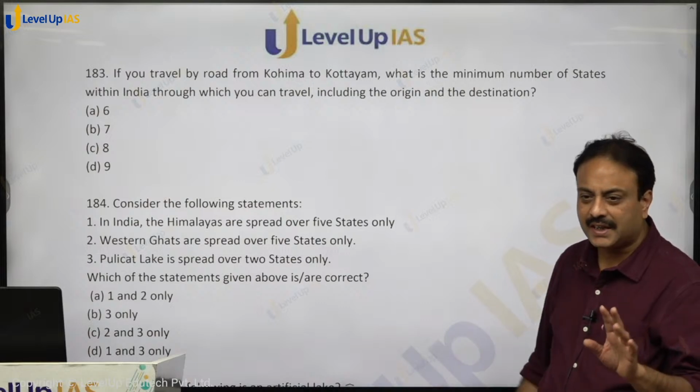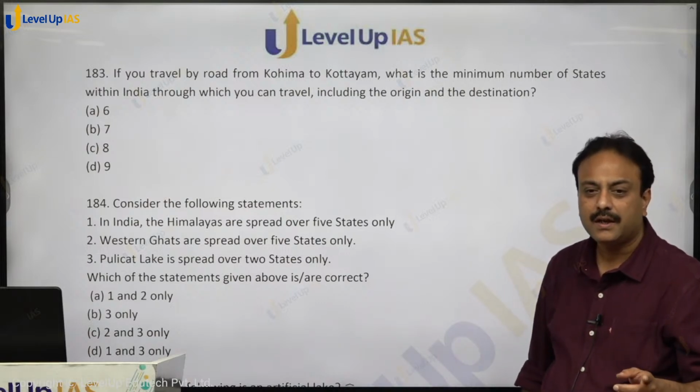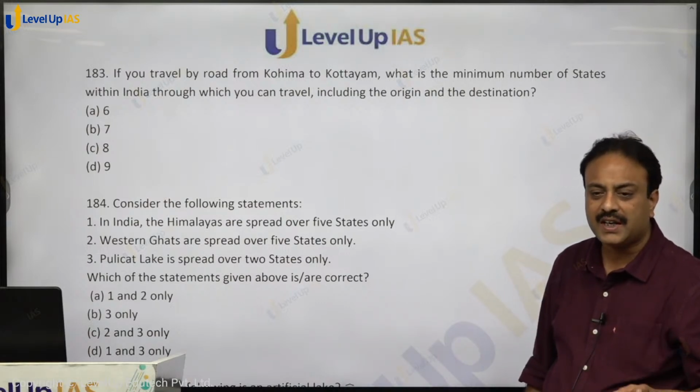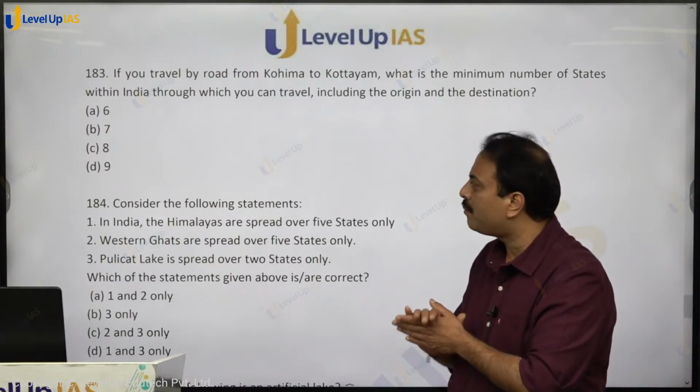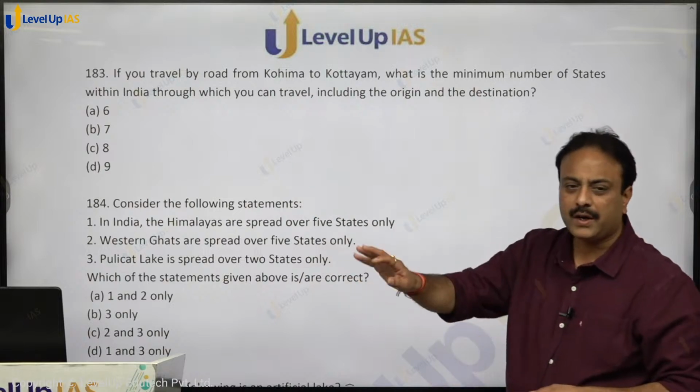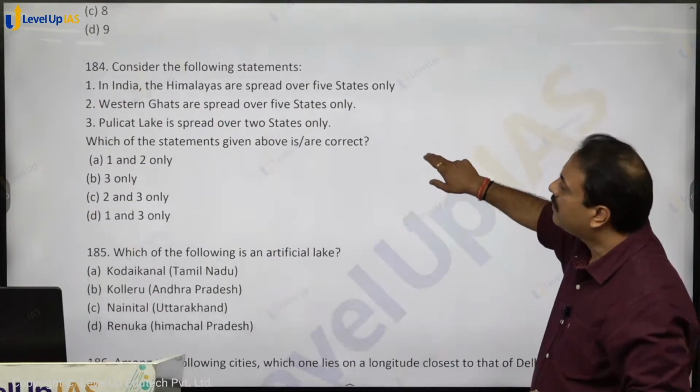Answer is 7 states. It is including source and destination. So you have to count Kerala as well as Nagaland. Answer will be B, option B, B for Bombay. And multiple routes are there. 2-3 routes will come up with 7 states.